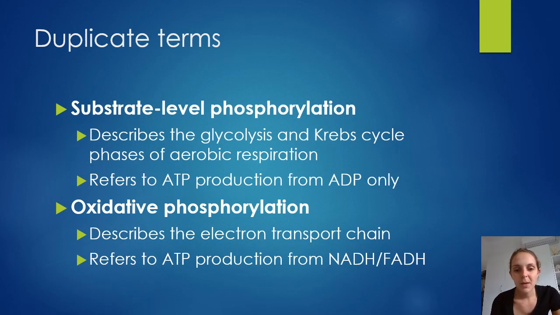Now, these words you may or may not come across, but remember I mentioned phosphorylation is adding phosphates to something. Substrate level phosphorylation is talking about glycolysis and Krebs, so everything except for the electron transport chain, and it's referring to ATP being produced just from ADP, in the process where we got our 2 from glycolysis, 2 from Krebs. Oxidative phosphorylation is talking about the electron transport chain where we're getting ATP from our NADH and FADH.